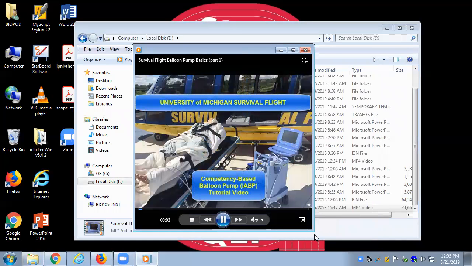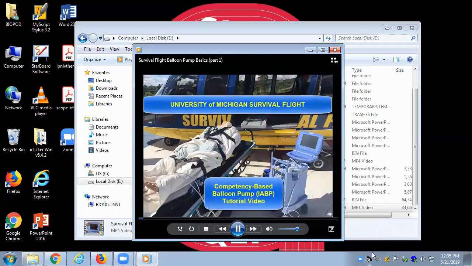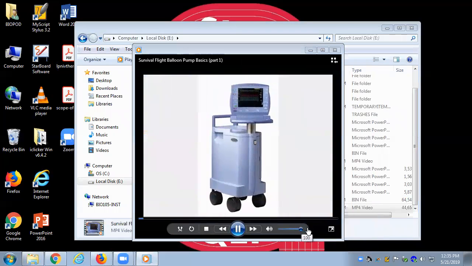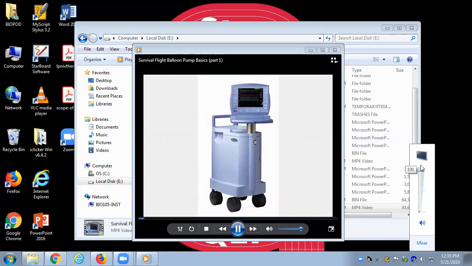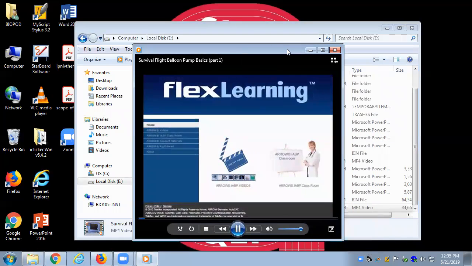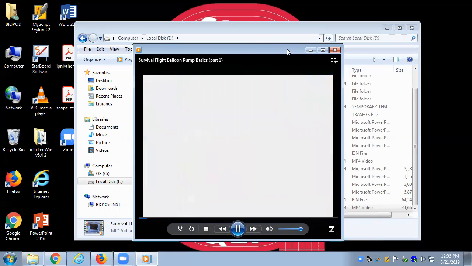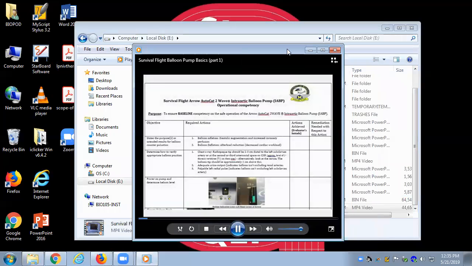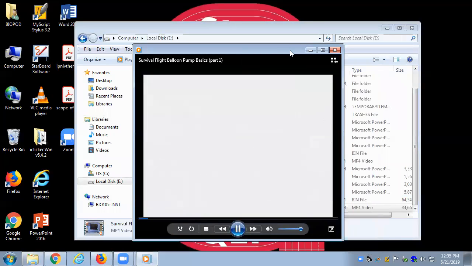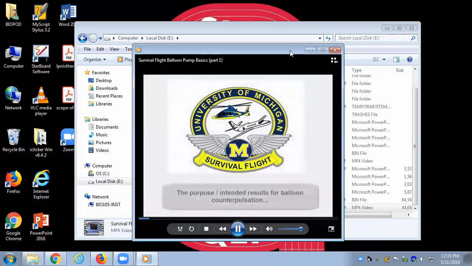This video is designed to be a line item demonstration of the balloon pump operational competency for the purpose of satisfying the minimum requirements for its use during transport. For additional education on counter pulsation physiology and overall basics, Teleflex has an outstanding educational website. The Survival Flight Aero AutoCAT 2-wave intra-aortic balloon pump competency can be found in the clinical education folder of our Survival Flight shared drive.